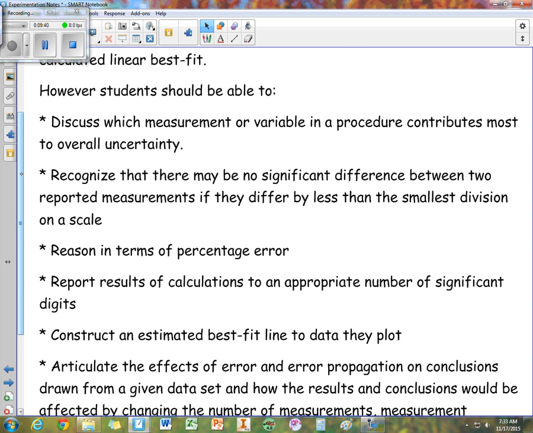You need to be able to discuss which measurement or variable in a procedure contributes most to the overall uncertainty. Is something giving you an uncertainty of 10% while something else is giving you an uncertainty of 1%? You need to be able to recognize that there may be no significant difference between two reported measurements if they differ by less than the smallest division on a scale. So when we make measurements, if the change is so small between two measurements, we might as well call them the same.